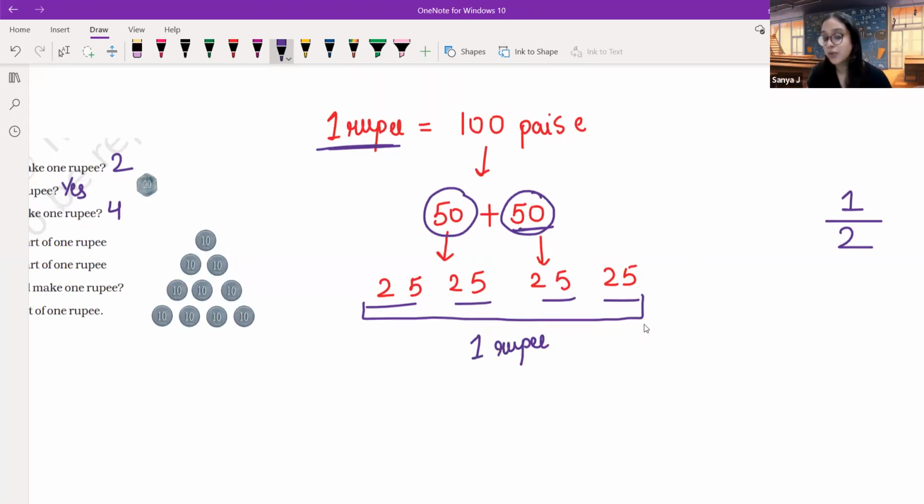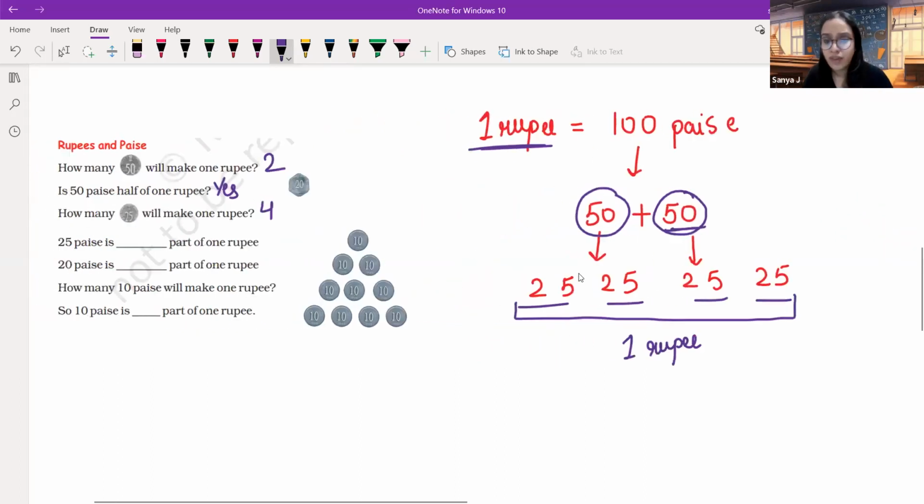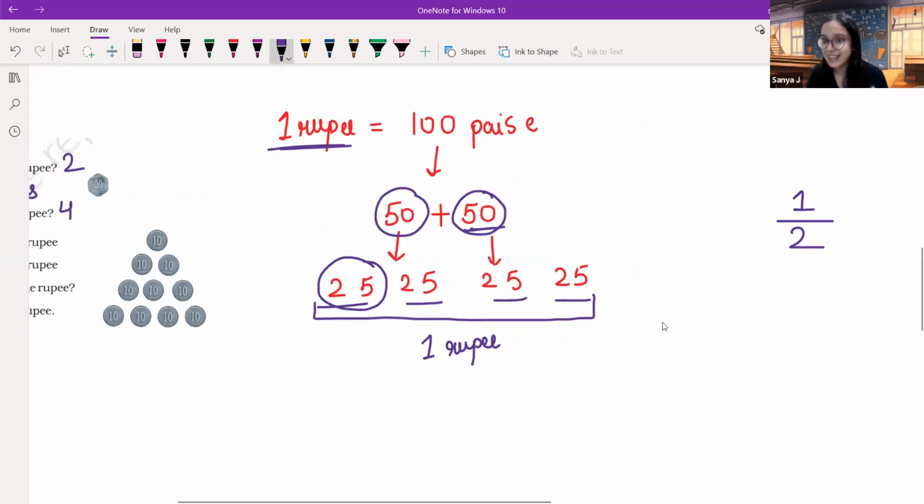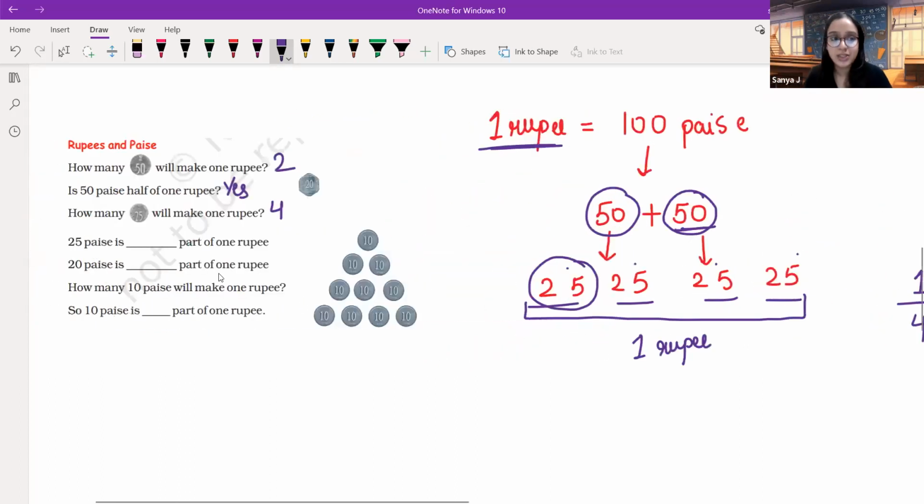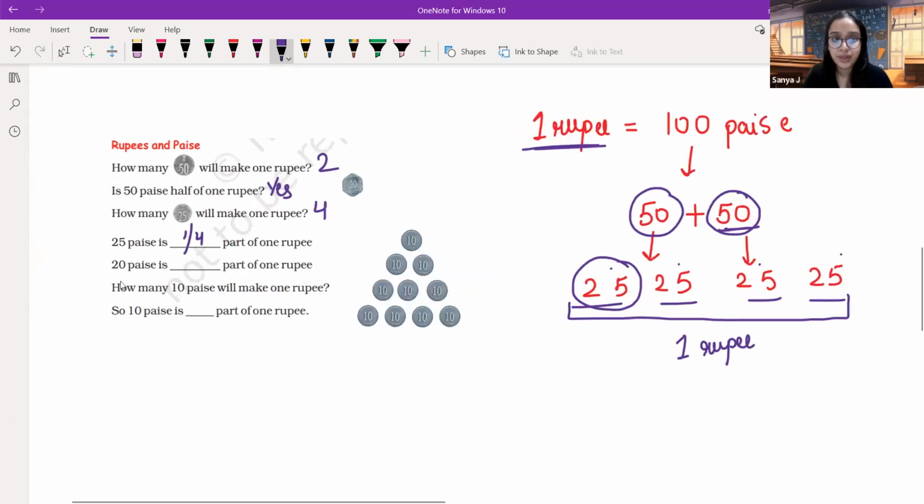This whole represents 1 rupee. In 1 rupee, we have 100 paisa. So, 25 paisa represents what part of 1 rupee? Let's check our answer. It's going to be 1 out of how many parts? 1, 2, 3, and 4. So, yes, 25 paisa is 1/4 of 1 rupee. Okay, it's going to be 1/4.